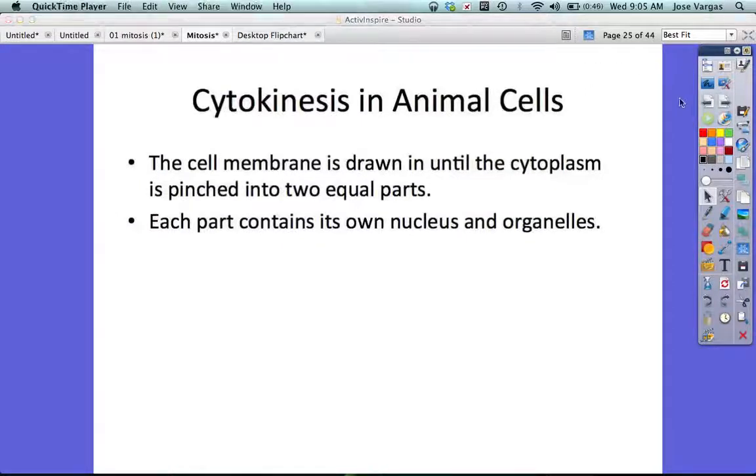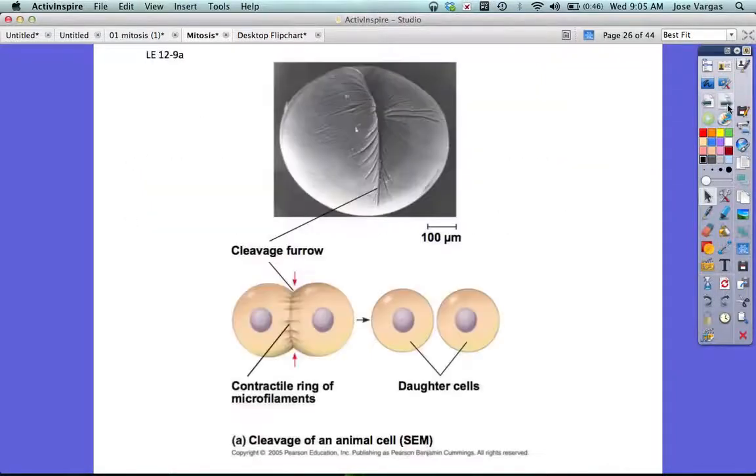In animal cells, the cell membrane is drawn in until the cytoplasm is pinched into two equal parts. So here's where we get our two true daughter cells. Each part contains its own nucleus and its own organelles, cell membrane, everything. So at the end we have two daughter cells. This was the end of mitosis. This is cytokinesis. We've split it and we have two identical daughter cells.